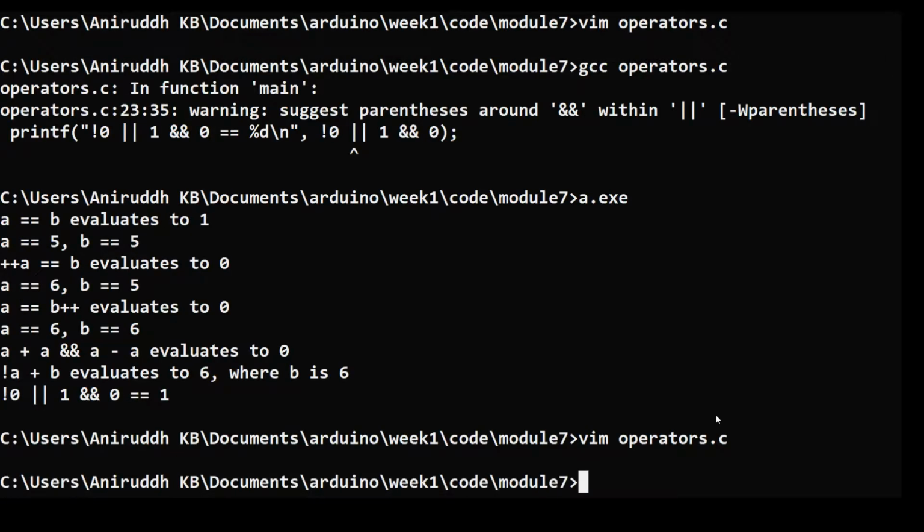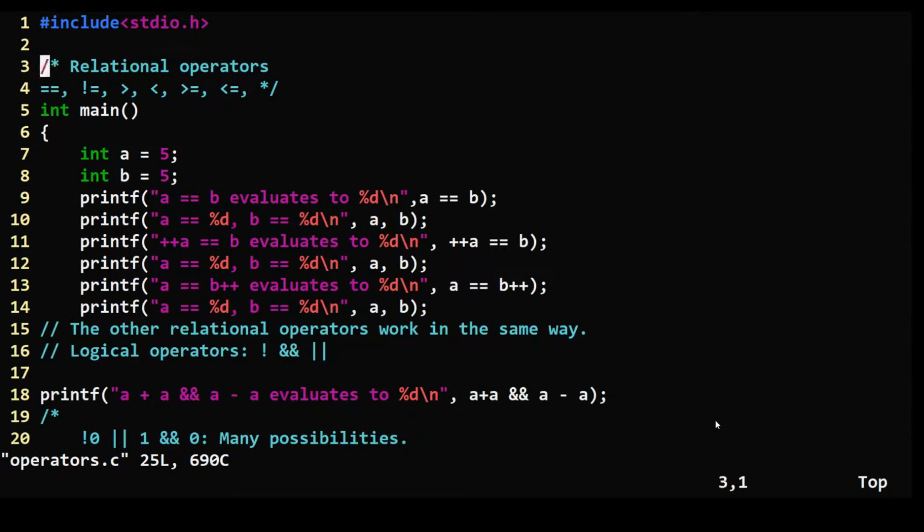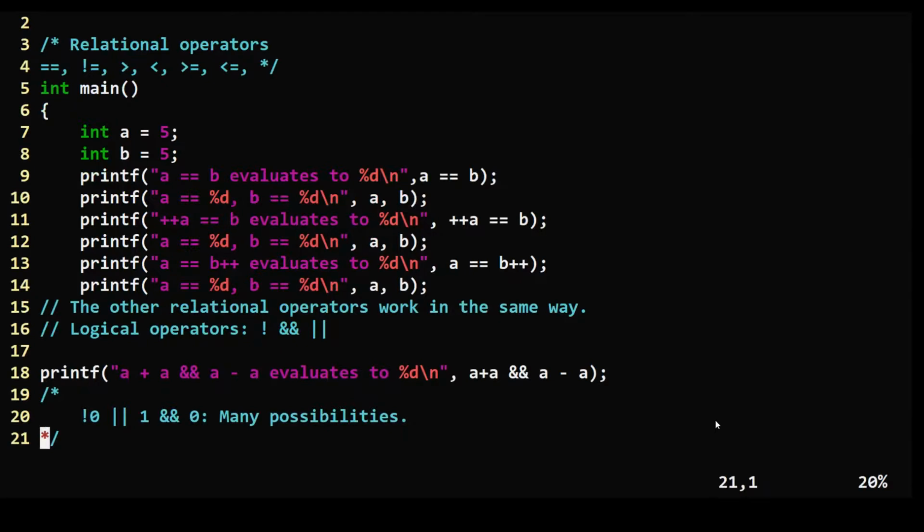A plus A and A minus A evaluates to 0. So what that means is we have A plus A, which gives us a non-zero quantity. However, A minus A gives us a quantity that is 0. A minus A is always 0. So something non-zero and something 0, that is equal to 0. True and false is false. So now the other logical operators, yeah, they work in a similar way.